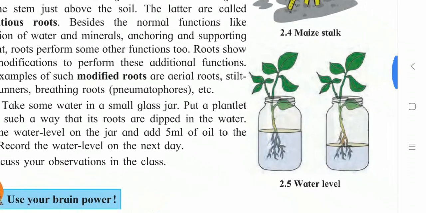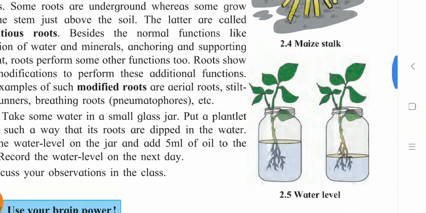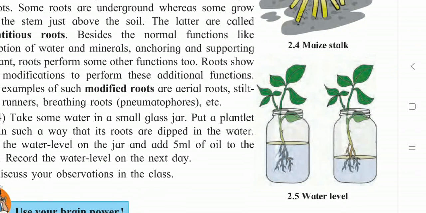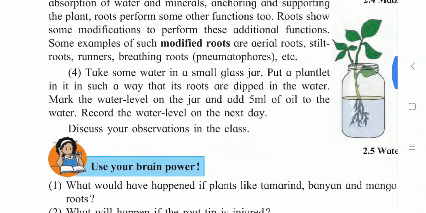You can see in the glass jar, the water level is shown. Plants require water, it shows. The first jar has more water, another jar on the next days carries less water, because these roots absorb the water and it is given to the plant's other parts for growth purposes. That means roots soak water, and different types of roots are there in different plants for this purpose.